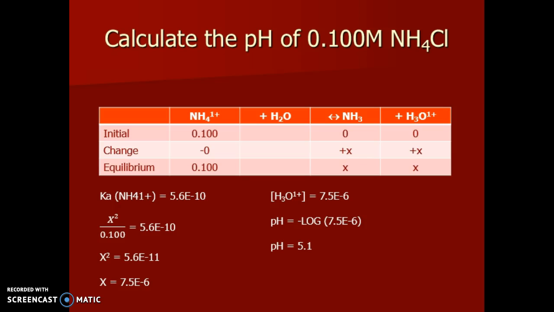So that's how we're going to calculate the pH of a salt solution. Again, the first and most important thing to realize is how is it going to dissociate, and do either one of those ions react with water to form either a weak acid or a weak base. It's those particles that end up changing the pH of your solution.